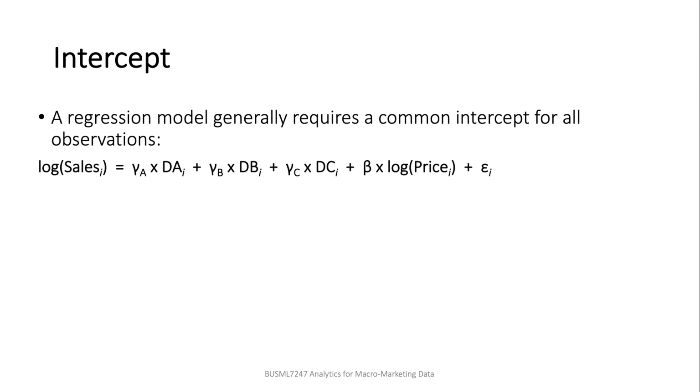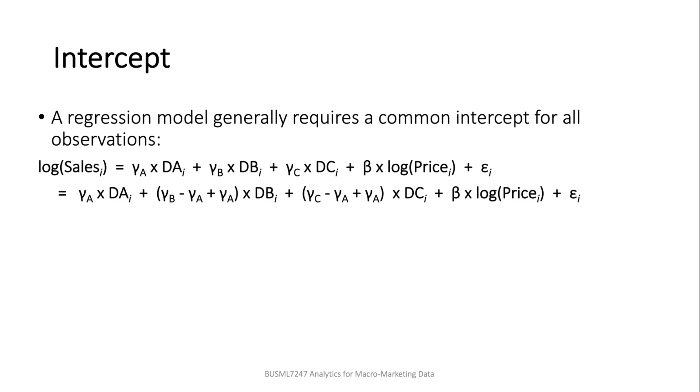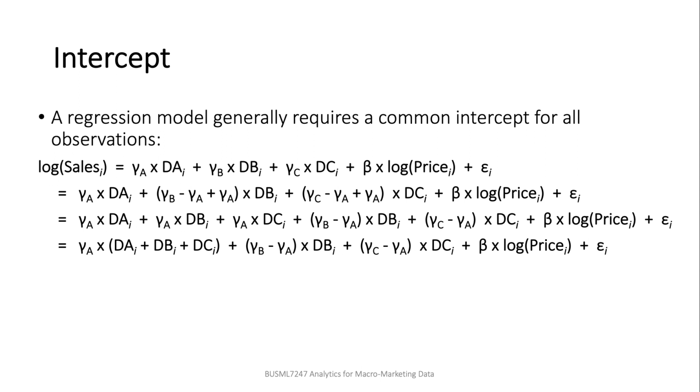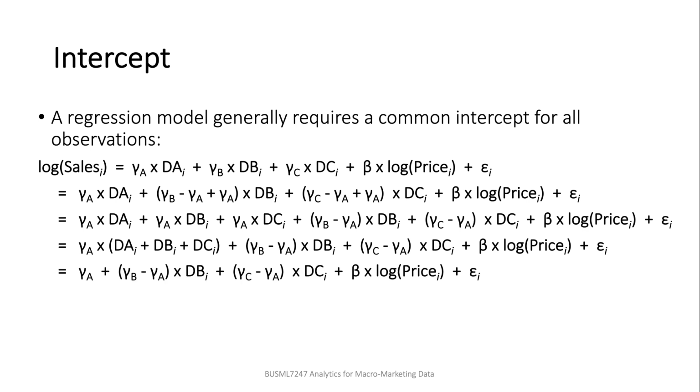So let's do the math. This is the fixed effects model on the unidimensional space. For brand B and C, just subtract gamma A from their coefficients and add gamma A to them again. This doesn't change anything. And rearranging the terms, we have all terms with gamma A. And here's a trick. The sum of all dummy variables is always equal to 1 because only one of them has 1 and the others have 0 at every observation. So, finally, we have this regression model with a common intercept.